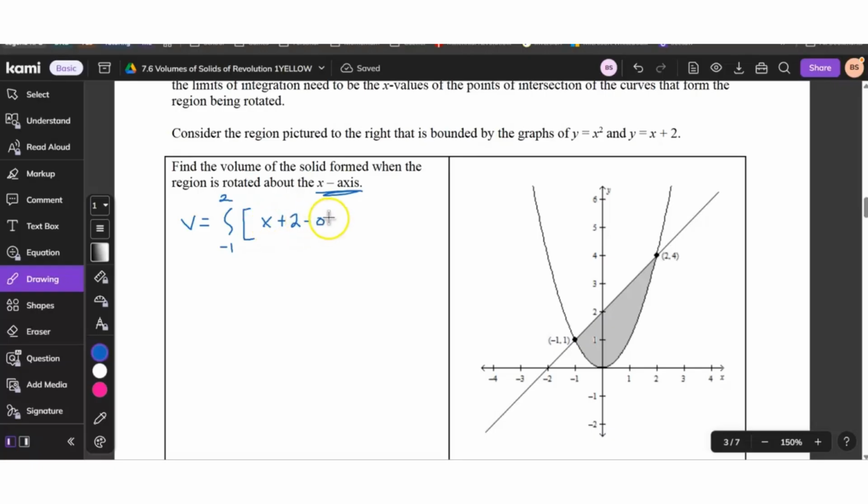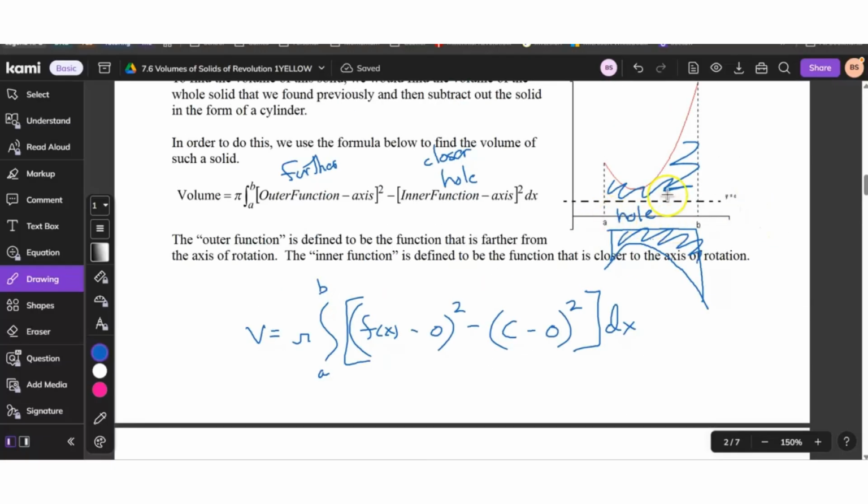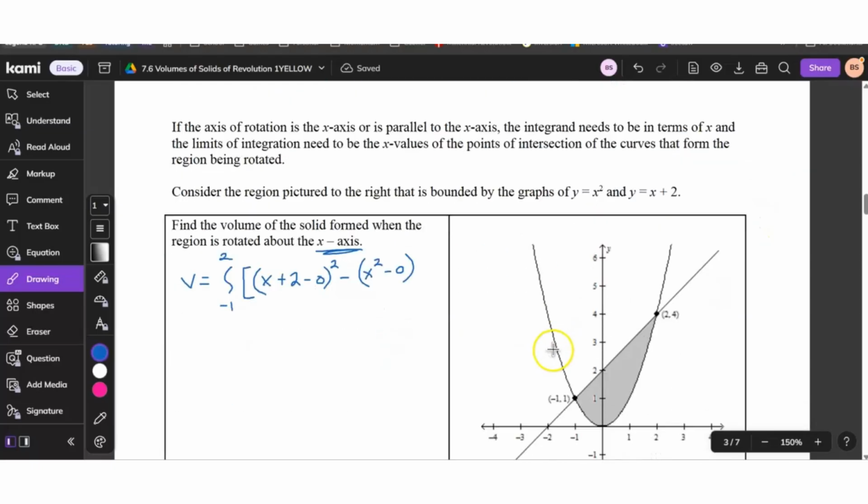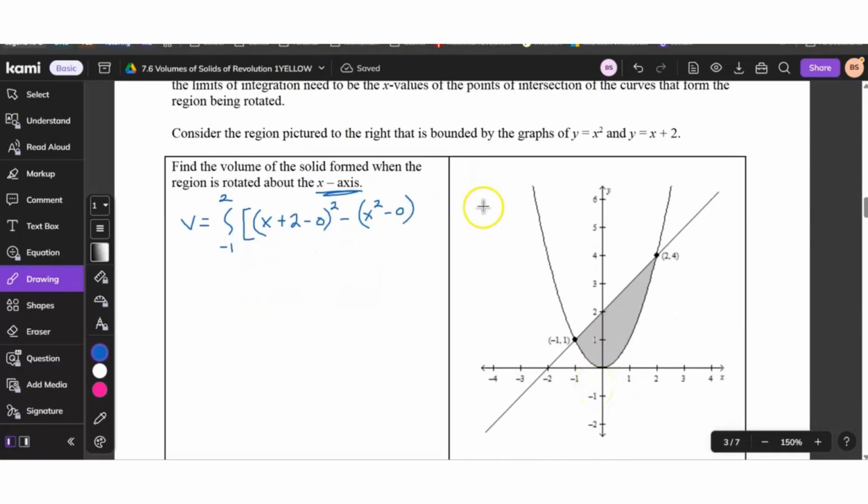minus 0. I don't technically need to write that, but I will, because our axis of rotation is the x-axis, minus the bottom function, which is going to be x squared minus 0. It's not c this time, because last time it was c because it was a solid line, and the equation for that line is just a number, whereas this time it's a curve again. So that's why we have to do the x squared. And that's all squared and then dx.